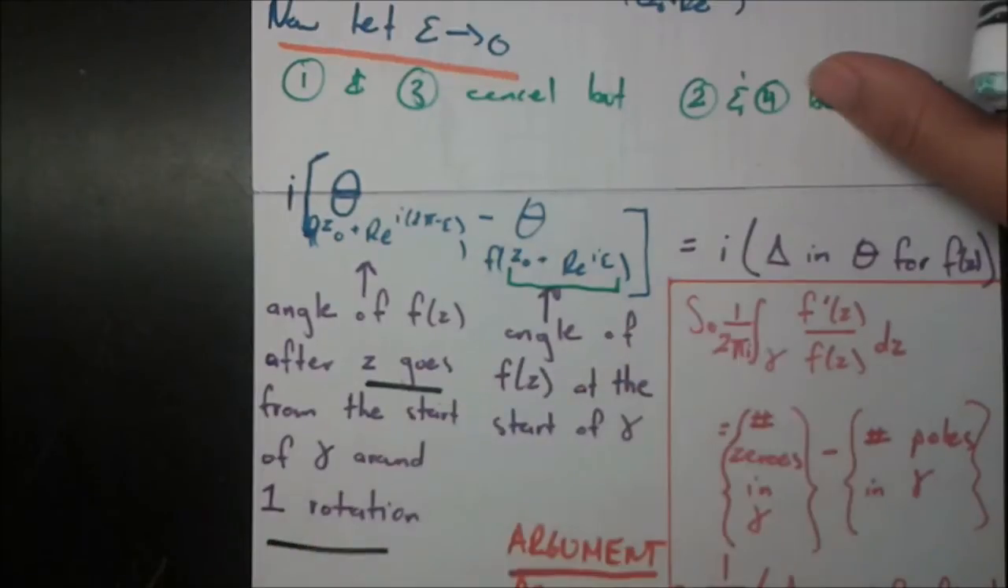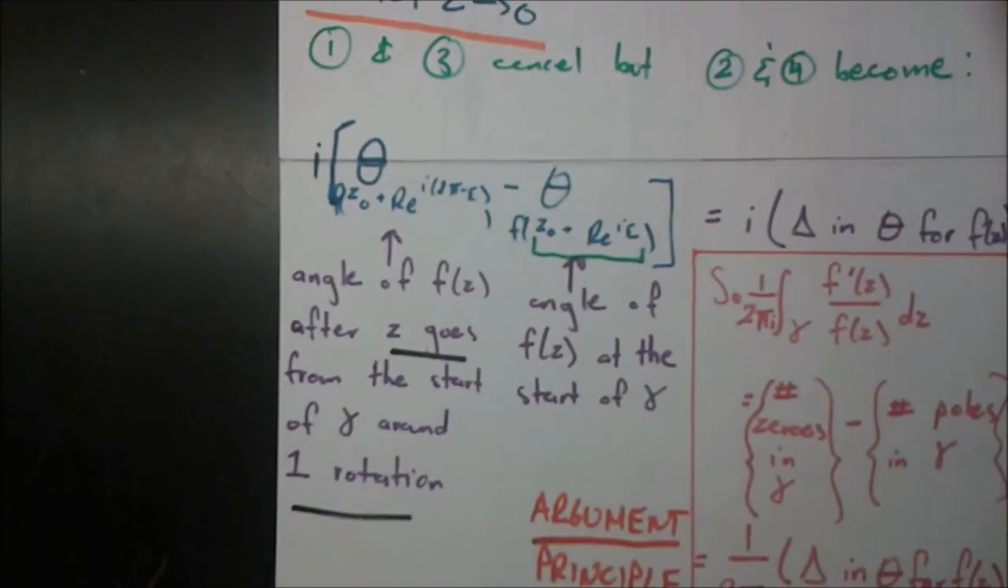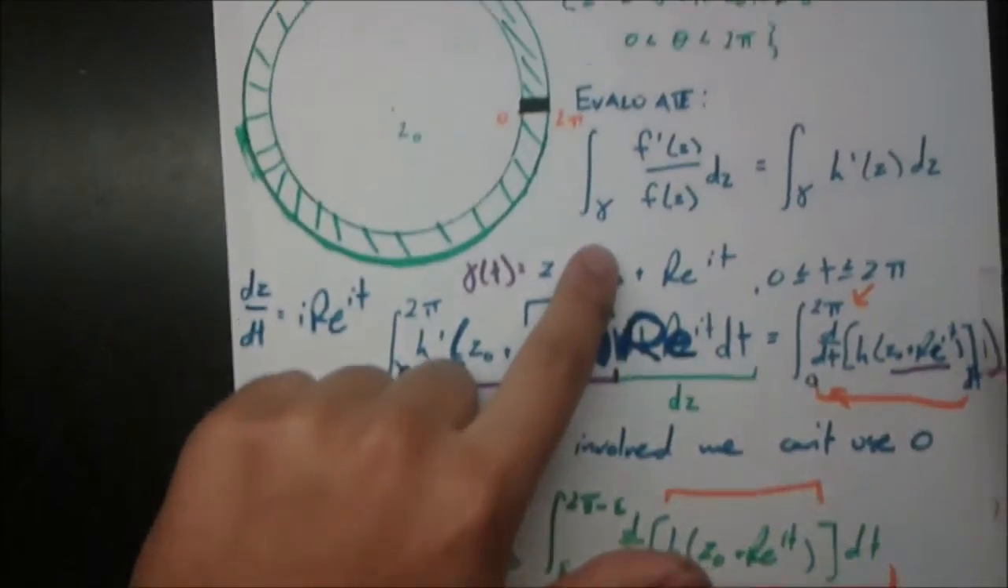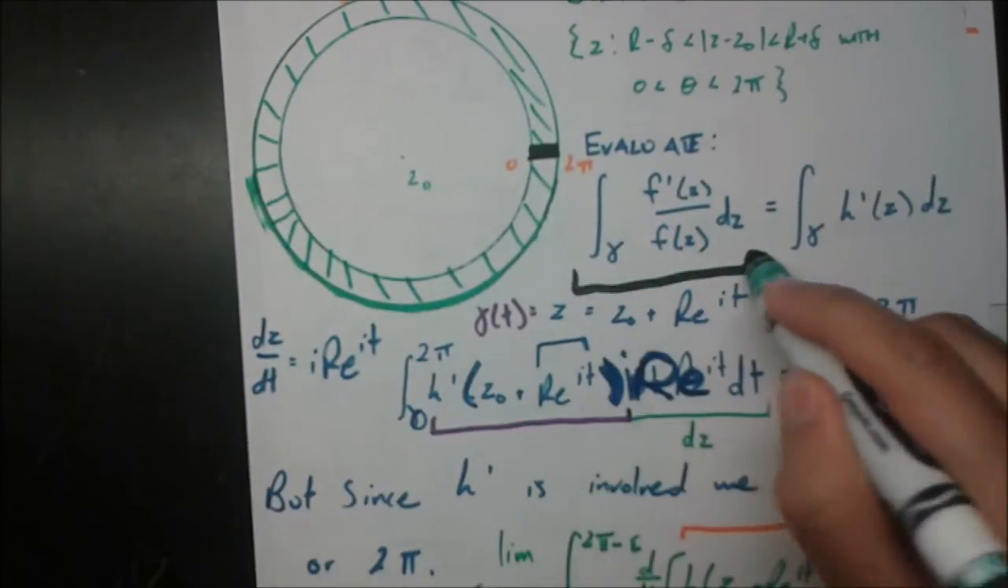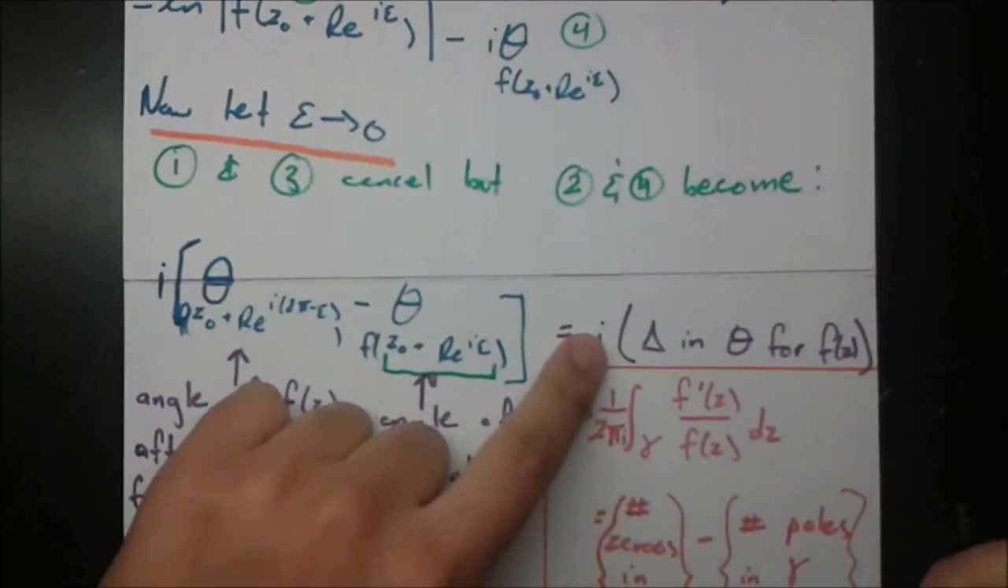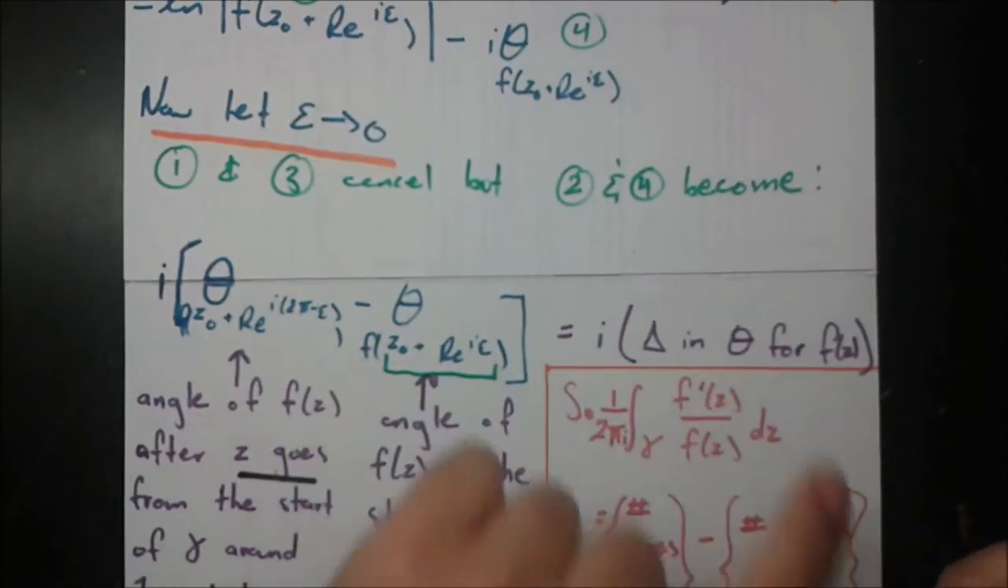We just need to calculate the total change. So what have we found? Okay, let's coordinate all of our knowledge. We found that this integral right here, which is what we started with, is equal to i times the change in theta for f of z.